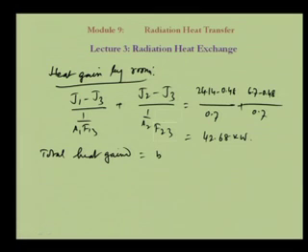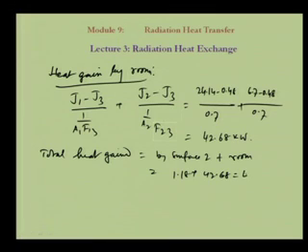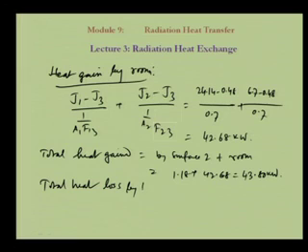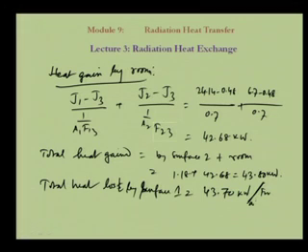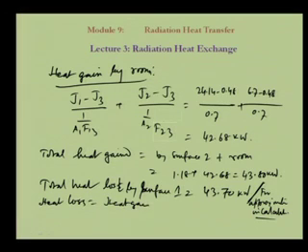So, the total heat gained by surface 2 plus room is equal to 1.18 plus 42.68, that is equal to 43.80 kilowatt, and total heat loss by surface 1 is equal to 43.70 kilowatt. So, that means these are nearly the same. This difference is for approximation in calculation, so we can say that heat loss is equal to heat gain.